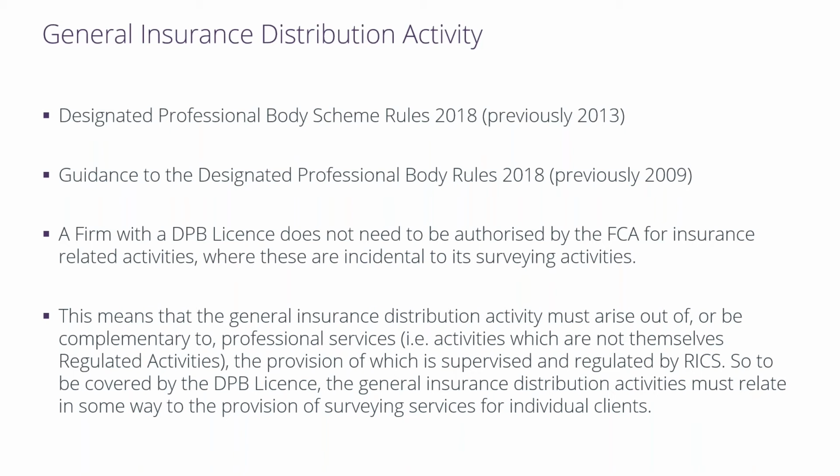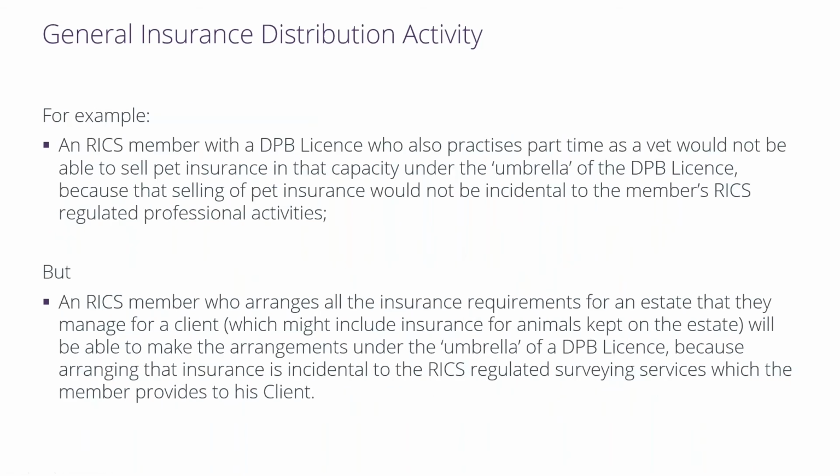This means that for a firm to qualify for a DPB license, any general insurance work that it carries out must be incidental to the provision of surveying services to individual clients. Therefore, the contract of insurance must arise out of or be complementary to a professional service provided by the firm. So an RICS licensed DPB firm who also practices part-time as a vet would not be able to sell pet insurance in that capacity under the umbrella of the DPB license, because that selling of pet insurance would not be incidental to the member's RICS regulated professional activities.